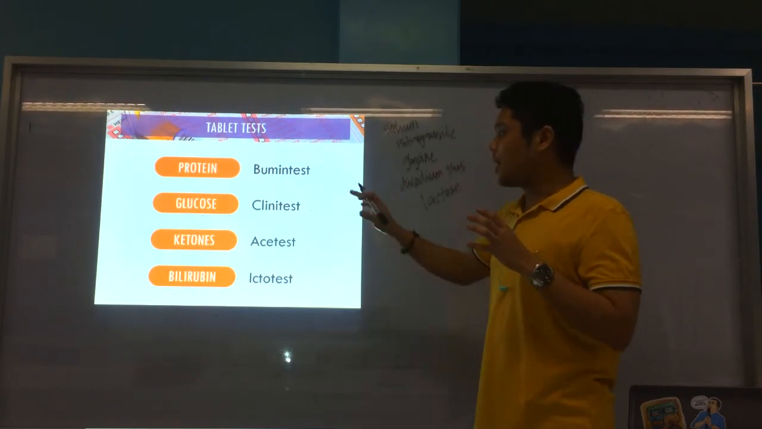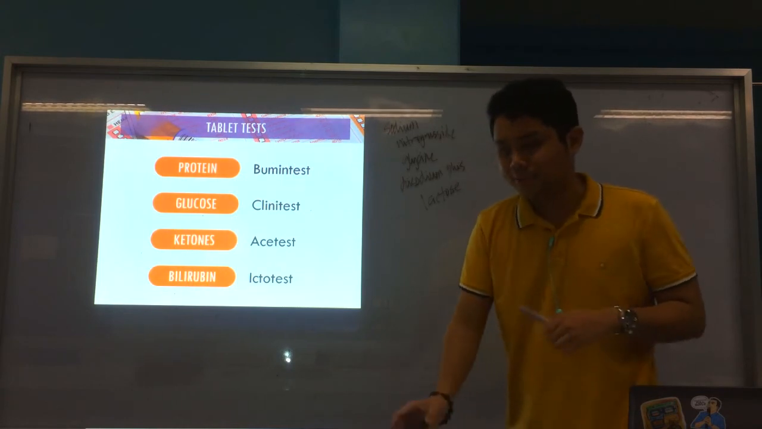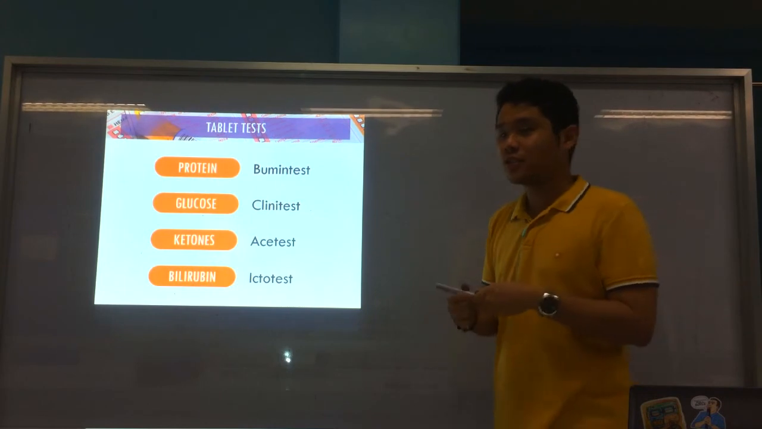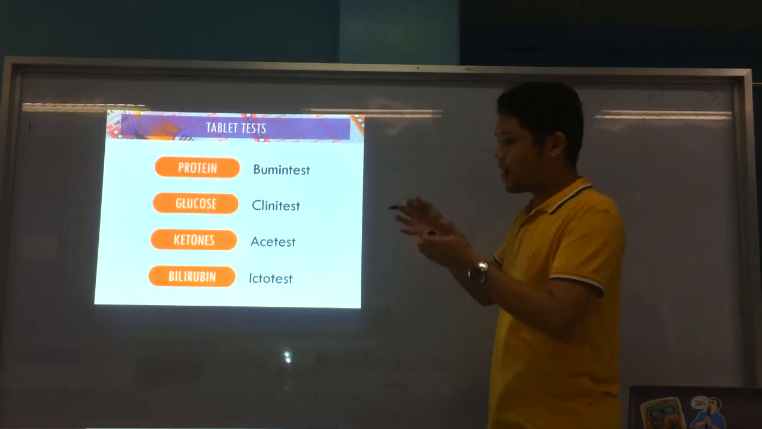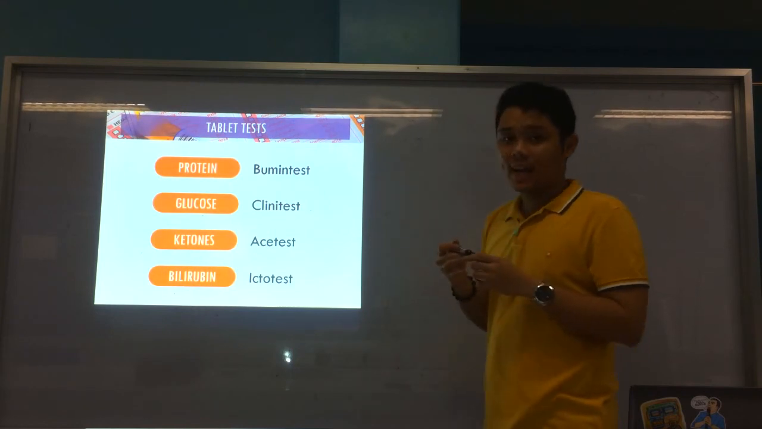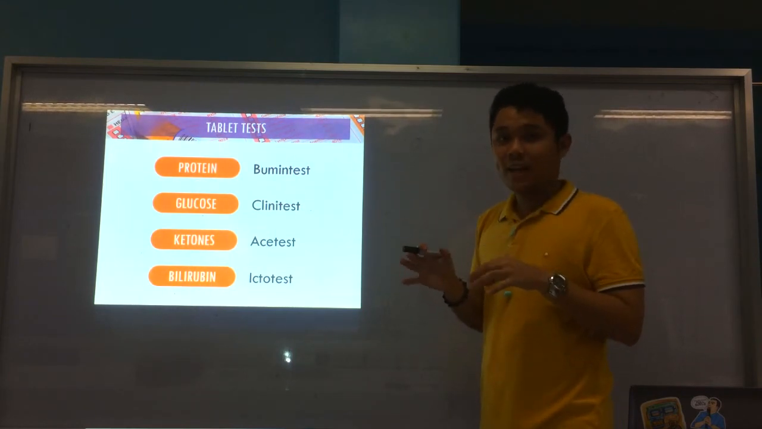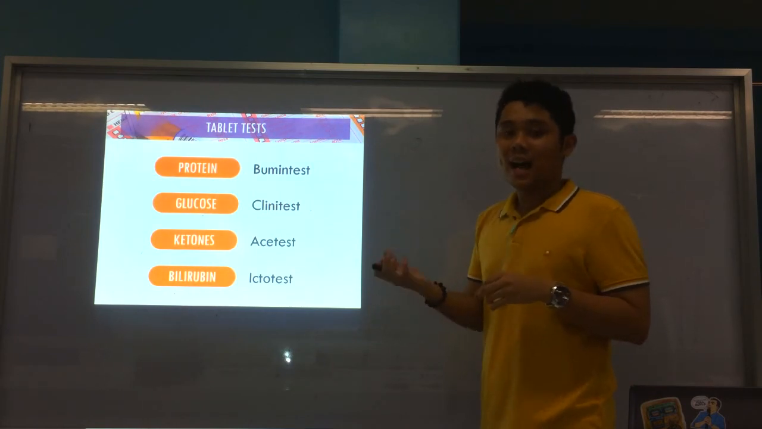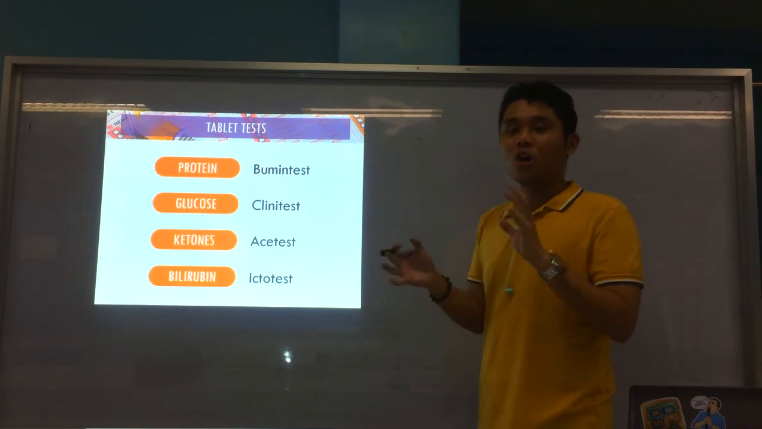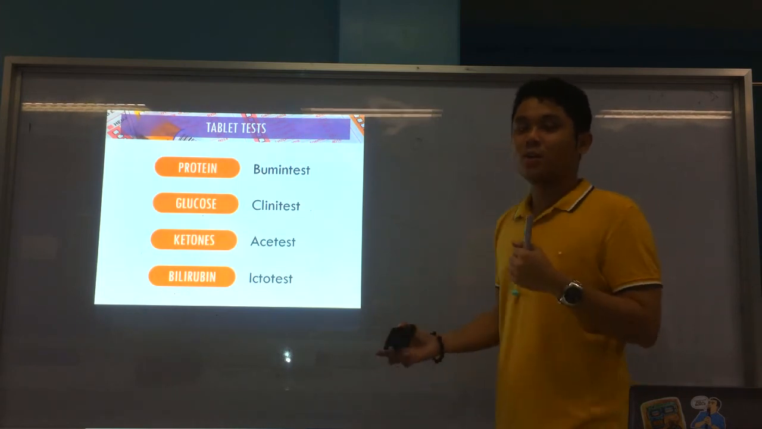The Acetest is also very hygroscopic. So for the tablet, you don't put it in a test tube. You place it on a mat or a surface, and then drop urine onto the tablet. If within 30 seconds there is no absorption or color reaction, we need to change it, because it is highly hygroscopic, meaning it absorbs water.